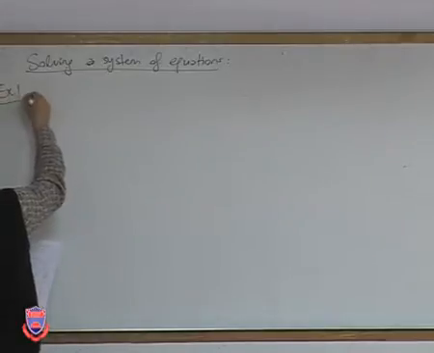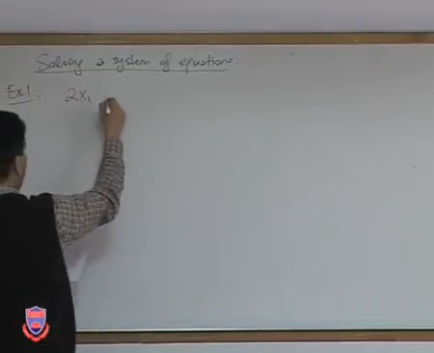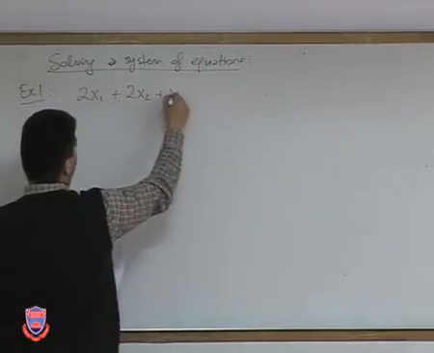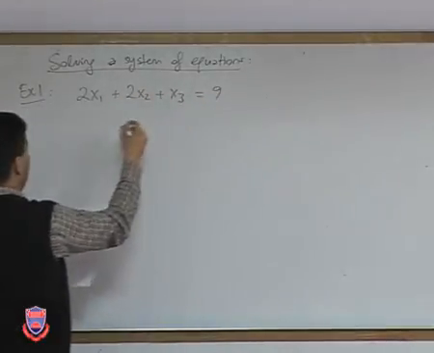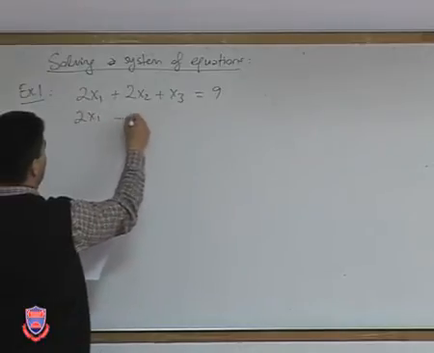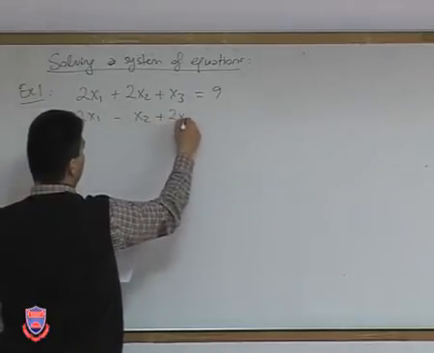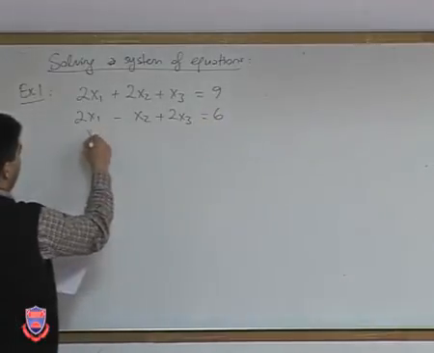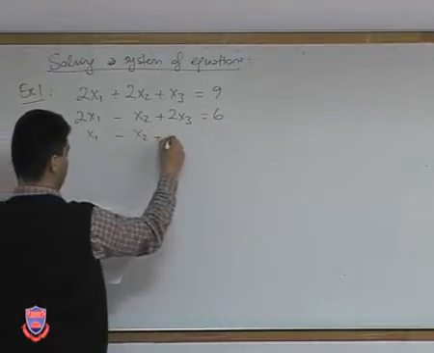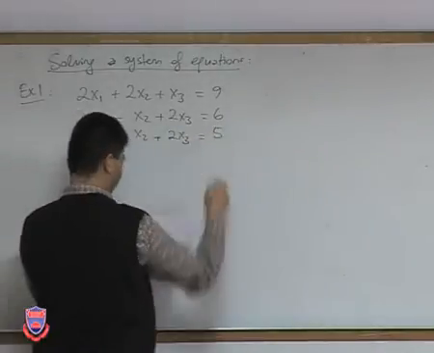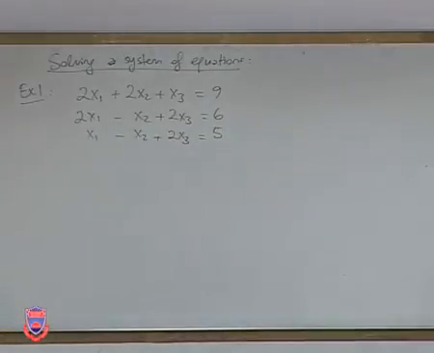Here's my first example. Suppose I have 2x1 plus 2x2 plus x3 is equal to 9. Then I have 2x1 minus x2 plus 2x3 is equal to 6. And finally I have x1 minus x2 plus 2x3 is equal to 5. So I have 3 unknowns and 3 equations. What I want to do is find values of x1, x2, and x3 that satisfy all of these equations at the same time. In other words, I want to solve this system for x1, x2, and x3.